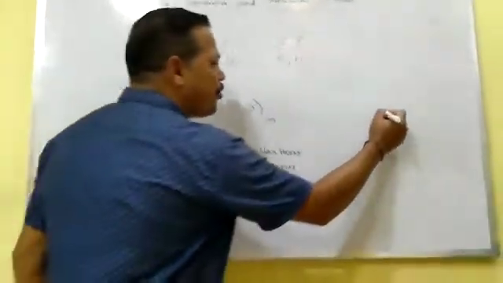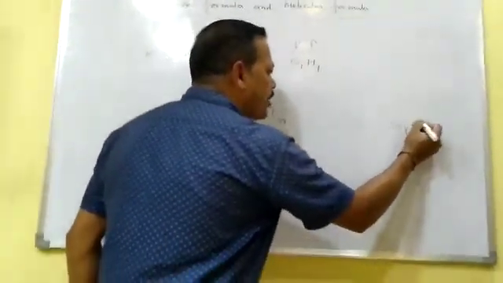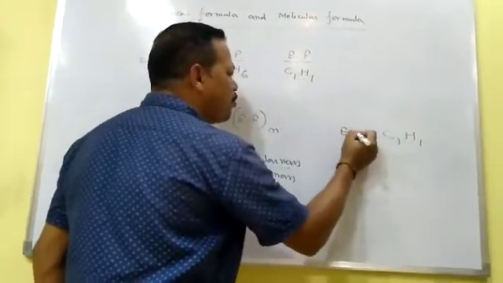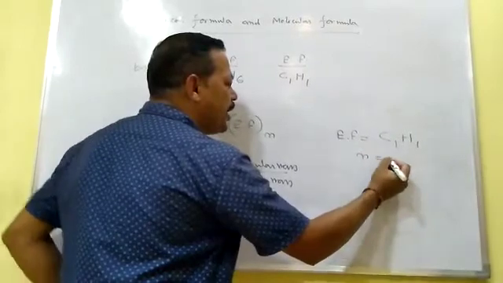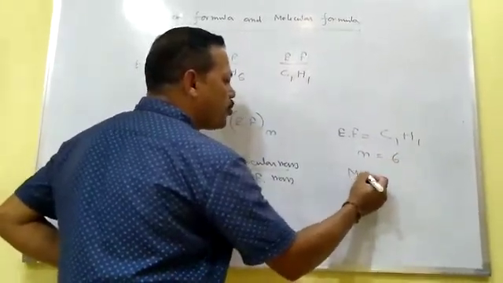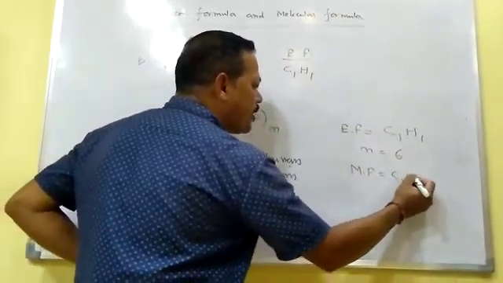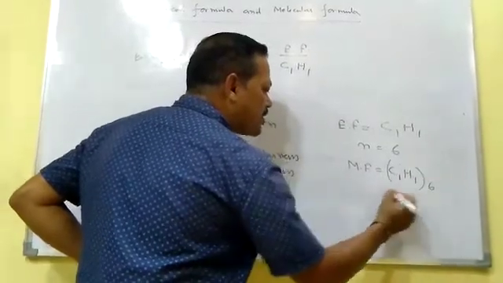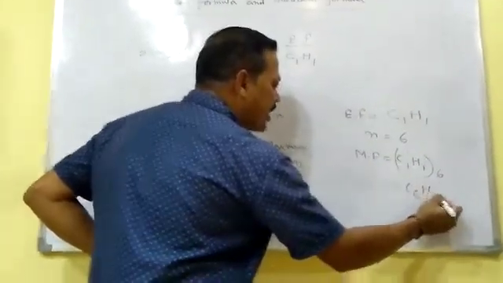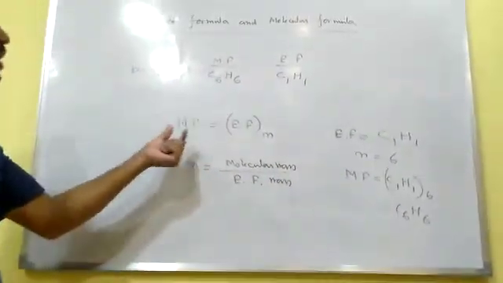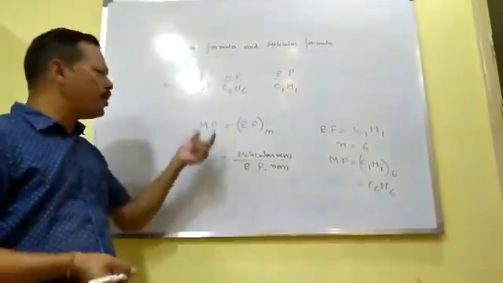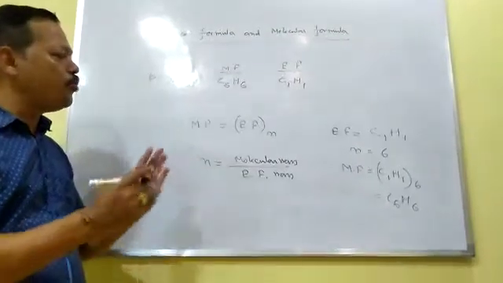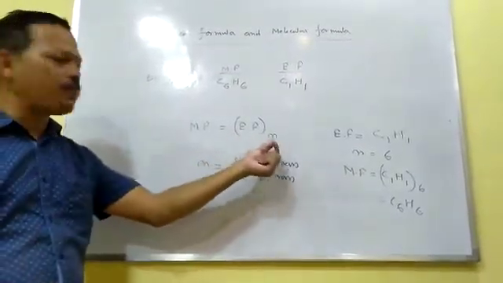Suppose you get an empirical formula C1H1. This is the empirical formula. And suppose for this, the n value you will get 6. Then molecular formula will be like this, C1H1 whole into n, I mean 6. You will get the formula C6H6. So this is the relation between the empirical formula and molecular formula. In some compounds, empirical formula and molecular formula both are same. I mean n value you will get 1.